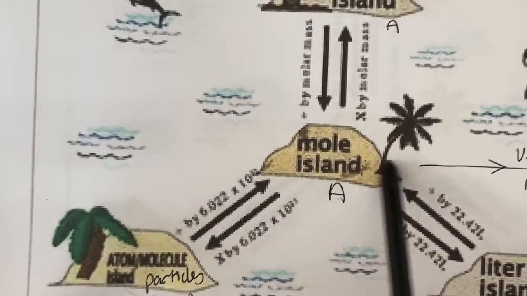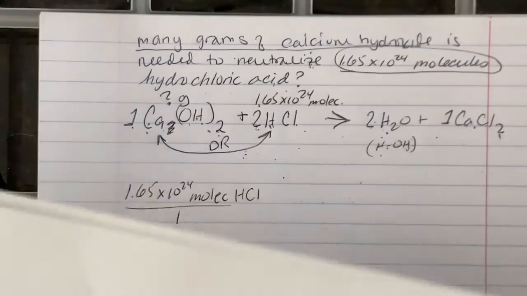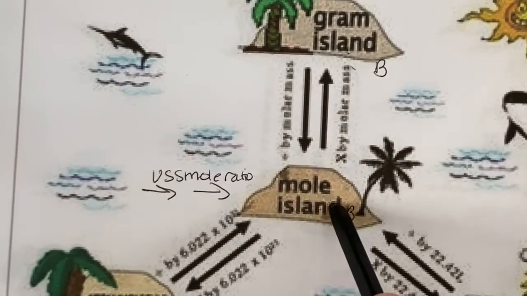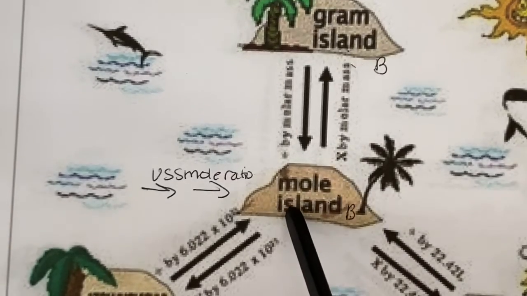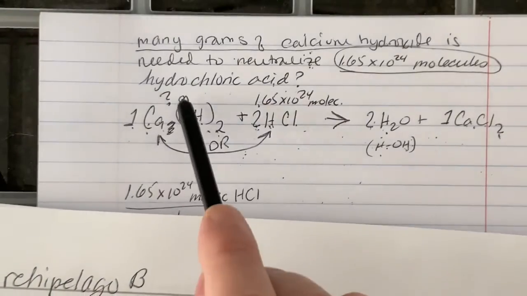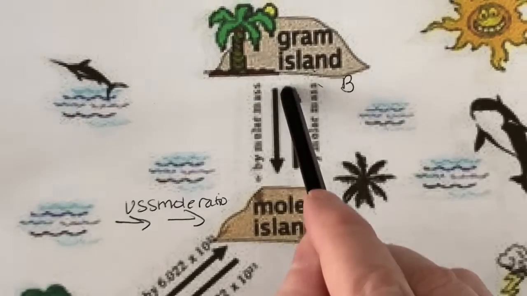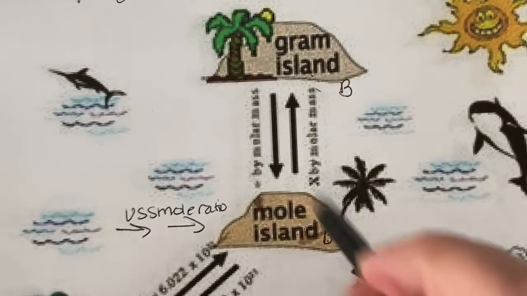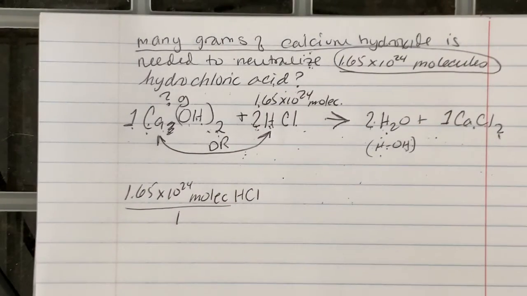And then to get to calcium hydroxide, we have to use that mole ratio. That's going to get us over to mole island for the unknown chemical. And then we have to find grams, so we're going to go up to grams. I do recommend you guys having this out and actually putting materials on it so that you make sure you're not getting lost in the pathway.